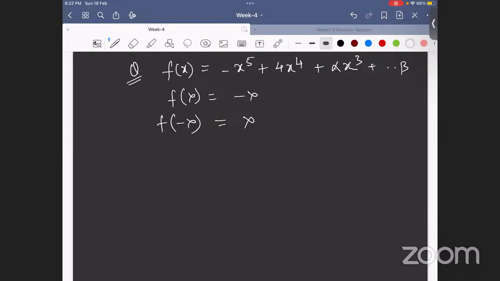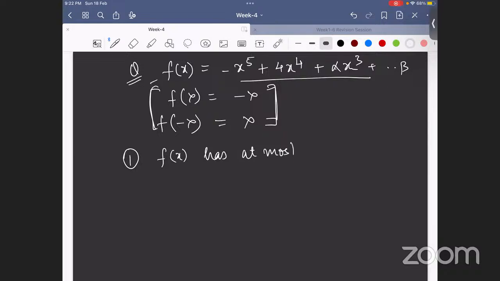I've given you a polynomial. This is the information that you can get. Okay, this is a bit harder polynomial where you are not able to manually calculate all the roots. If you are not able to calculate the roots, this information has been given to you. Now the options are: this function f(x) has at most, maximum, 4 turning points.